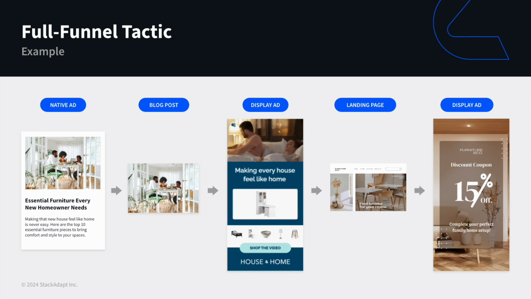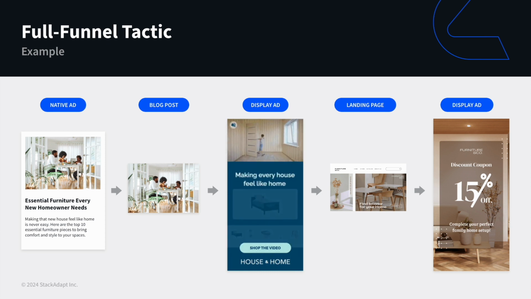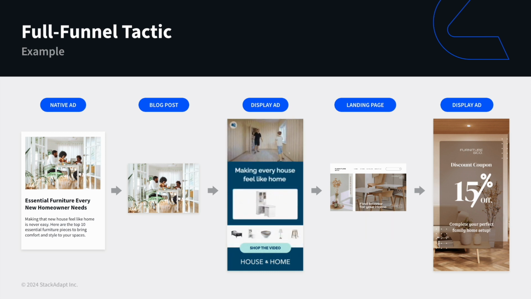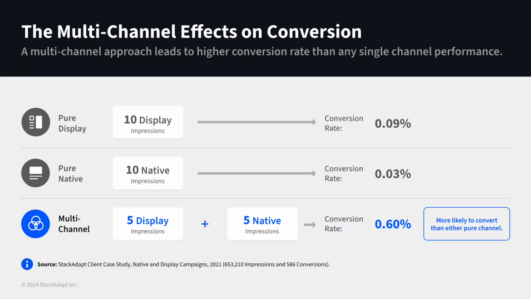Now, here's where retargeting comes into play. After the user has interacted with your blog content, we then retarget them with a display ad, as you can see on the slide. This ad is designed to drive them to a specific product or service landing page. The final step is conversion. Another display ad with stronger CTA and the landing page work together to encourage the user to complete a specific action, such as making a purchase, signing up for a newsletter, or filling out a form.